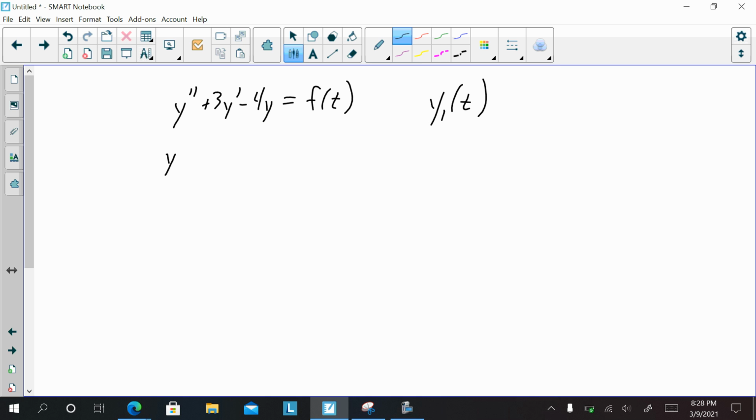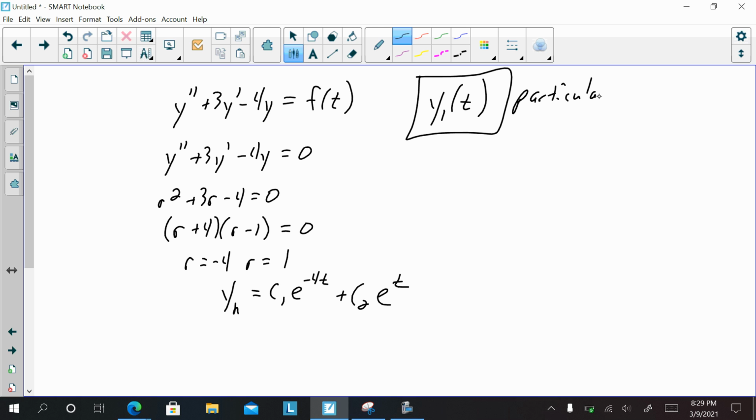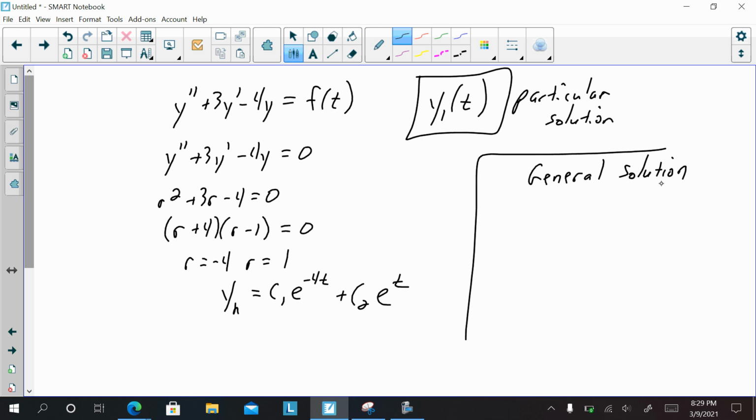Then if we look at the solution to the homogeneous differential equation, notice the characteristic equation is r squared plus 3r minus 4 equals 0, which factors to r plus 4, r minus 1. So we get r equals negative 4 and r equals 1. So the homogeneous solution is c1 e to the negative 4t plus c2 e to the 1t. So that's the homogeneous solution. If y1 of t is the particular solution, then we can say that the general solution is the sum of these: the homogeneous solution plus the particular solution.